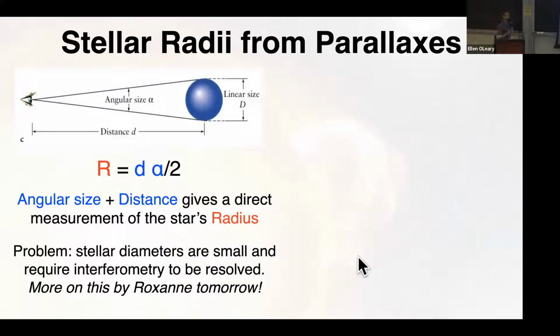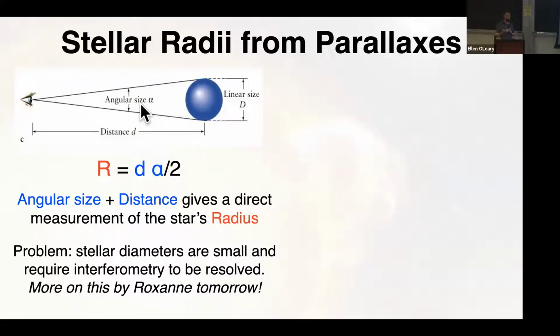What about sizes? Sizes are important. We've already heard about the transit method, which of course depends on knowing the size of your star. The most direct way that you can measure the radius of a star is if you know its distance. So this is, again, where geometry comes in. You know the distance of the star, and if you also know the angular size of the star, the apparent size of the star on the sky, you can straightforwardly solve for the radius of the star.